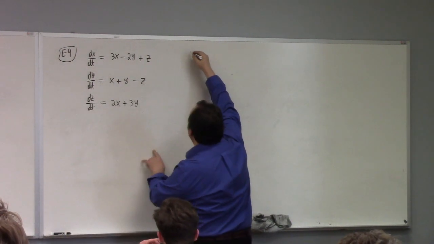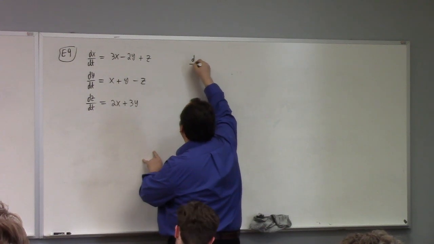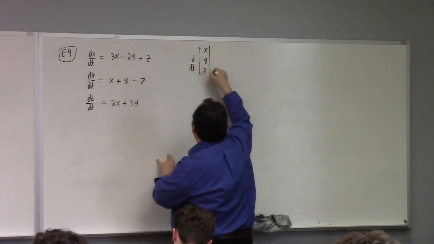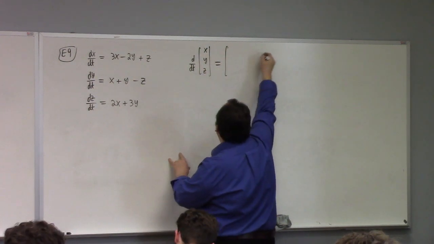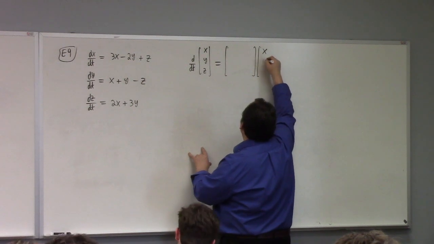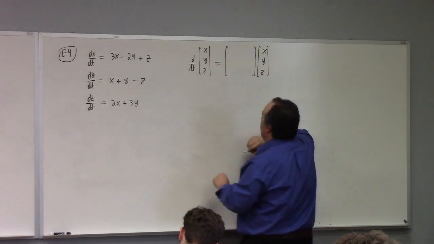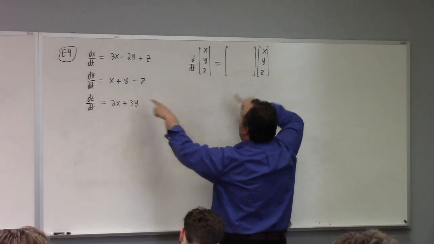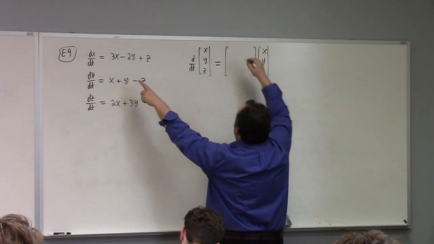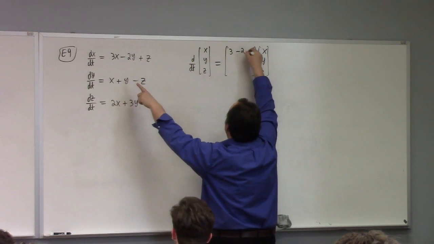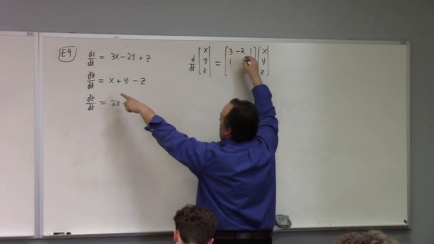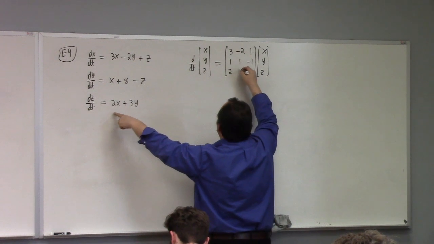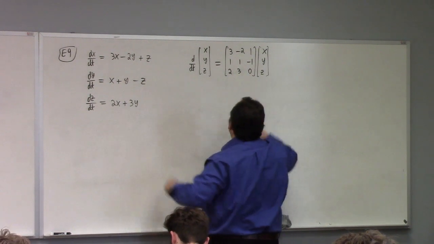So here we just write d/dt of the vector x, y, z is equal to a matrix times x, y, z. So what matrix goes here? 3, minus 2, 1; 1, 1, minus 1; 2, 3, 0.